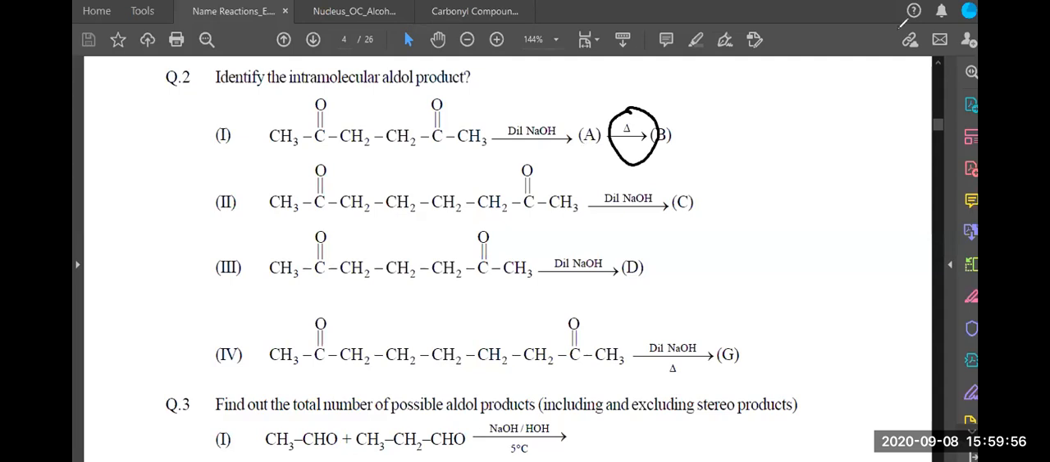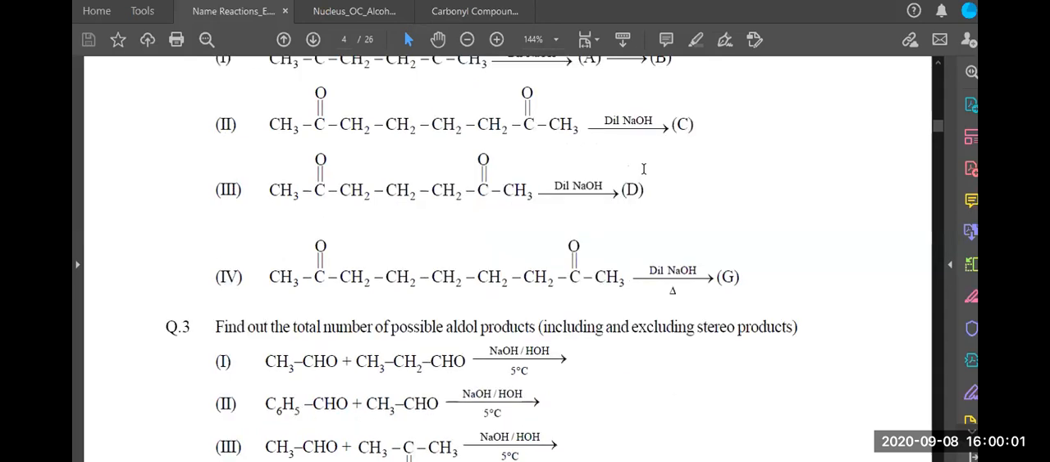So this was about aldol. I guess all of you have already studied aldol a lot, so you can solve all these exercises.